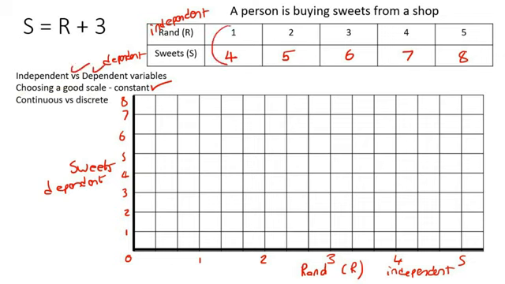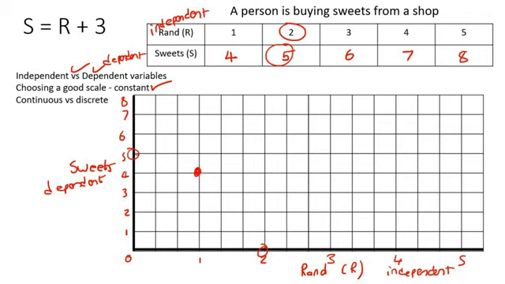So let's go plot these points. So they're telling you that the rand is 1, okay? And then the sweets is 4. So where those two come together, you're going to put a little dot there. Okay, so there's where you're going to put a dot. Then they say the rand is 2 and the sweets is 5.